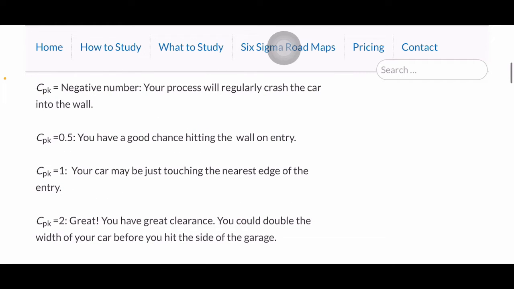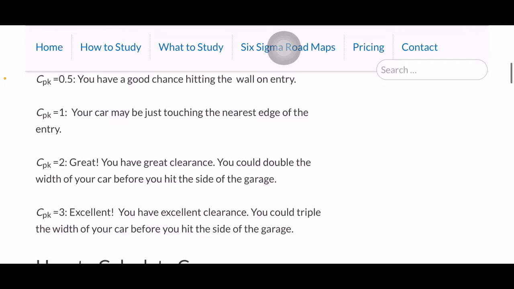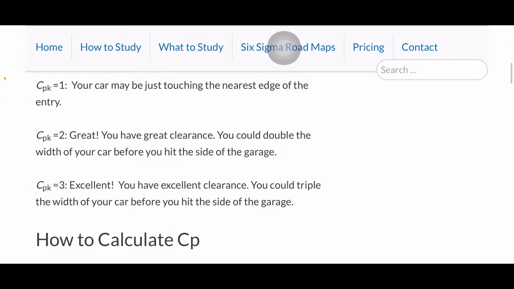Your process will regularly crash the car into the wall. CpK equals half: you have a good chance of hitting the wall on entry. CpK 1: your car may be just touching the nearest edge of the entry. CpK 2: great, you have great clearance. You could double the width of your car before you hit the side of the garage.